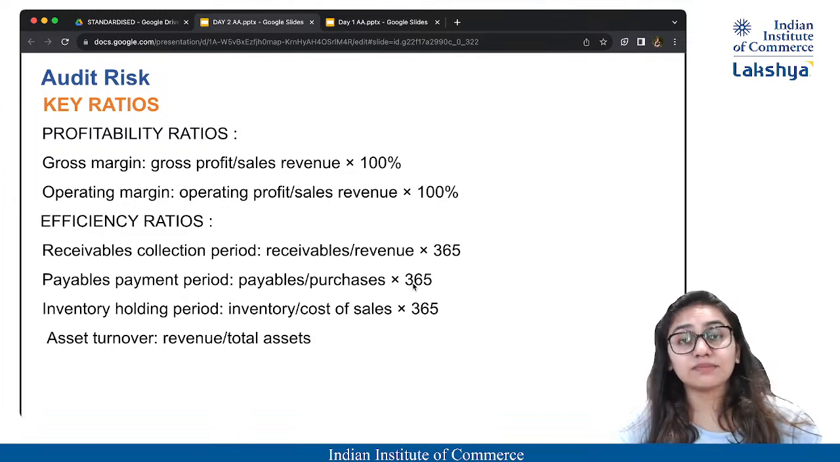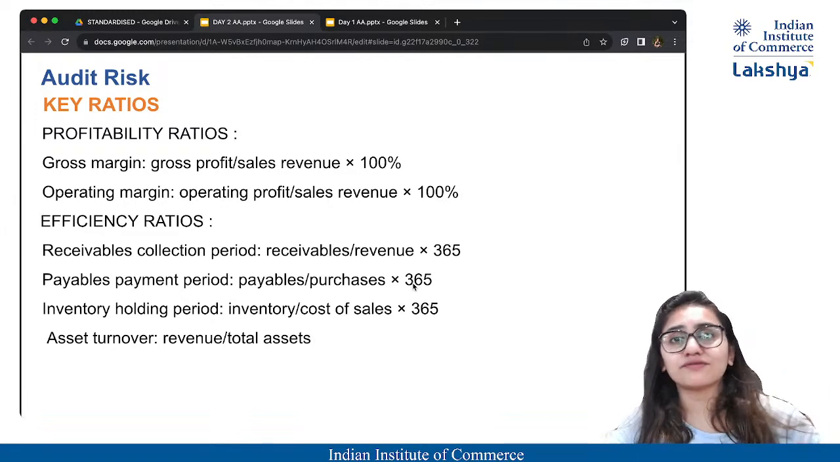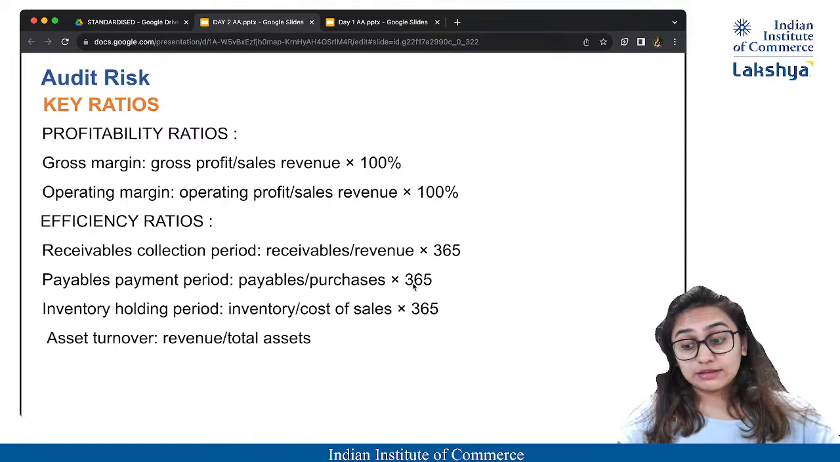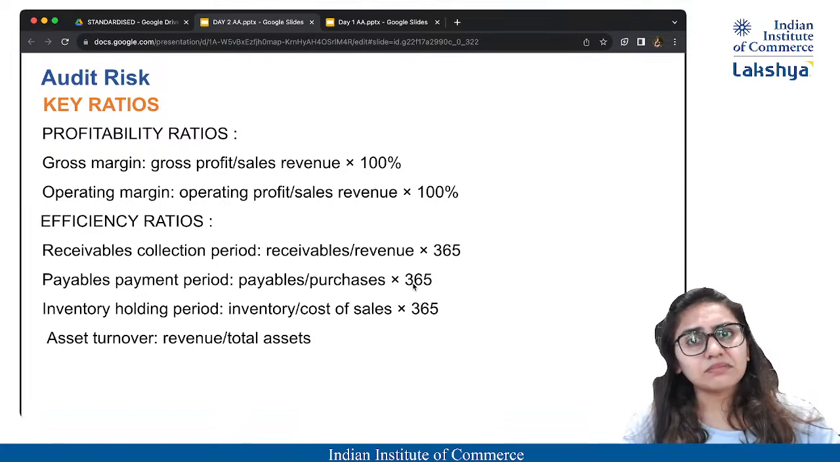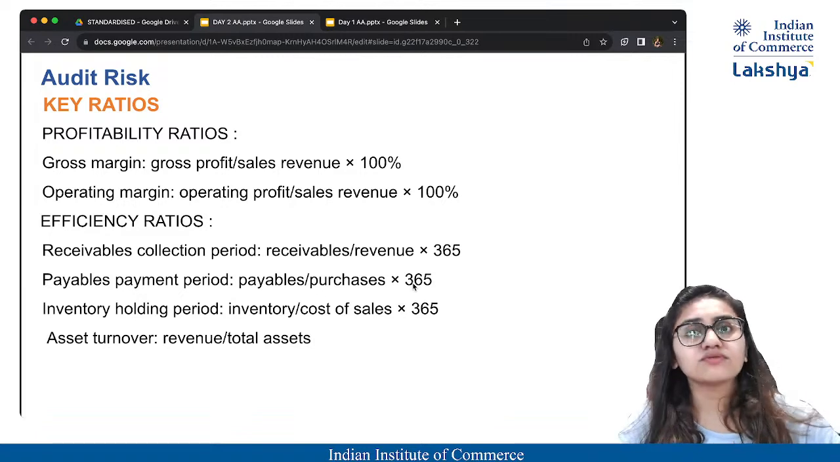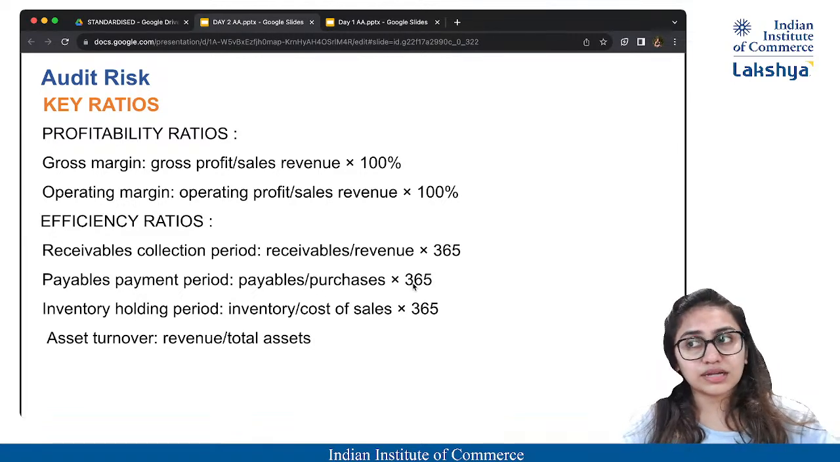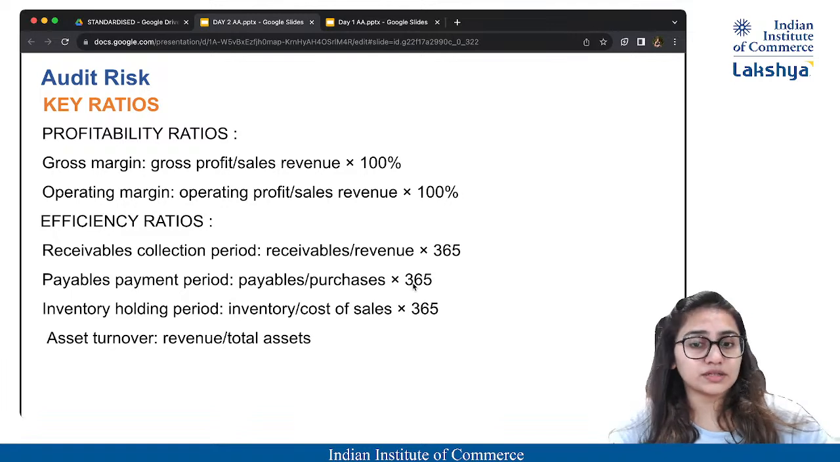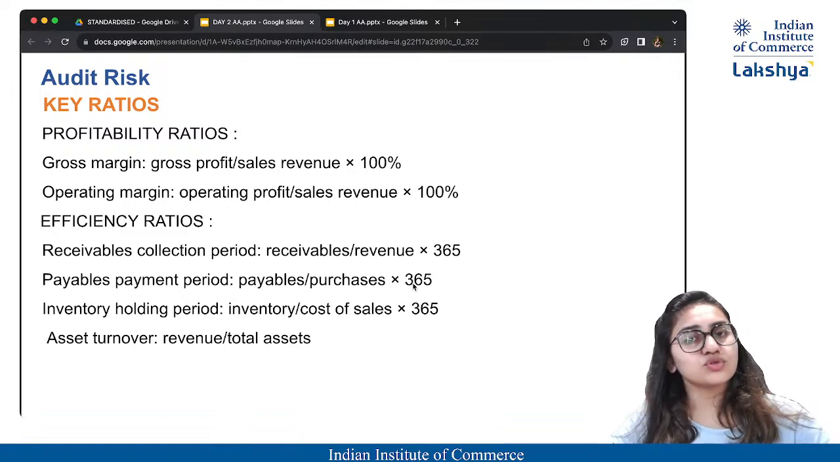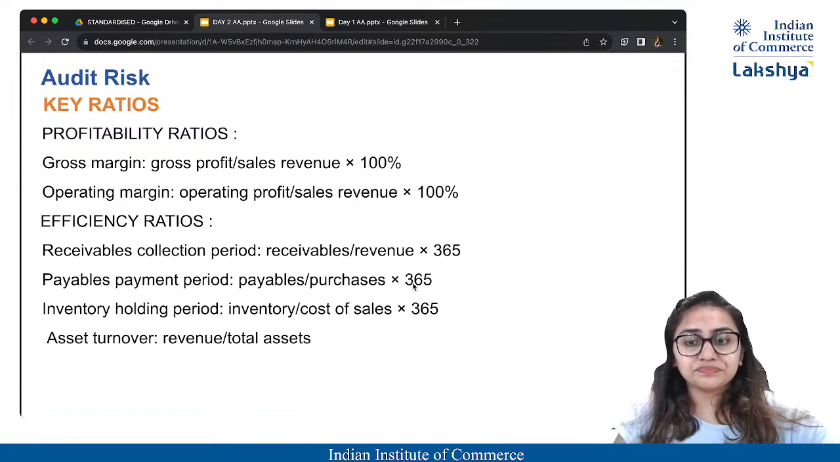The lesser it is, that means your inventory gets sold off faster. If there are more inventory days, that means the inventory is taking time to go from your godown. That means you have a lot of obsolete, old inventory in the godown. So that is the inventory holding period. The faster it is, the better it is. Inventory divided by cost of sales into 365. So the faster it is, the better it is.